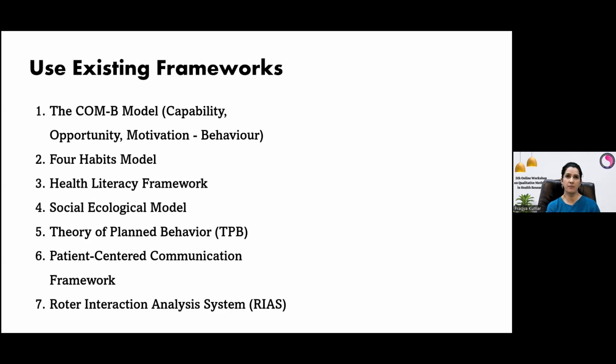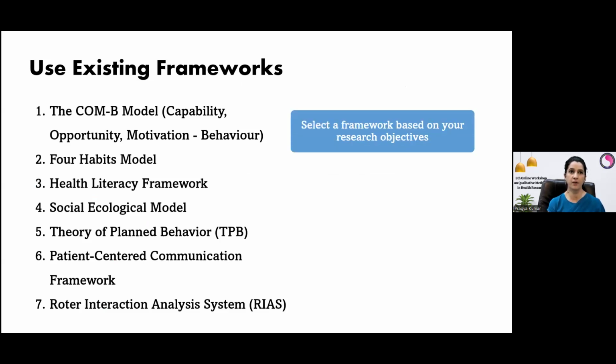So these are some names which we have just found from Google. You can say that these are the existing frameworks, like the capability, opportunity, motivation, behavior framework, the 4 habits model, the health literacy framework, social ecological model, theory of planned behavior.